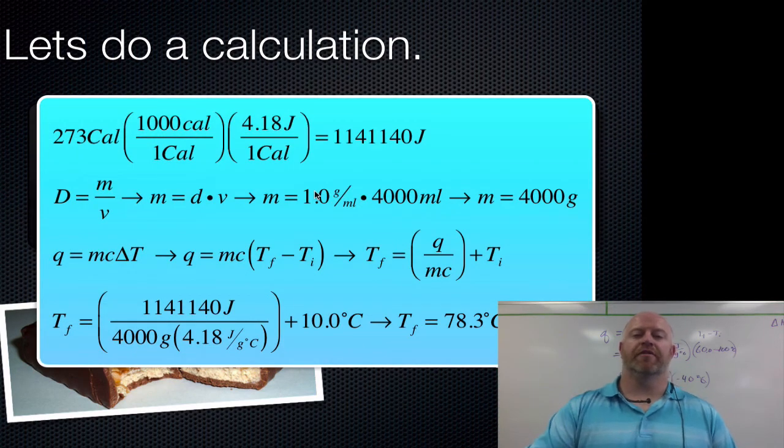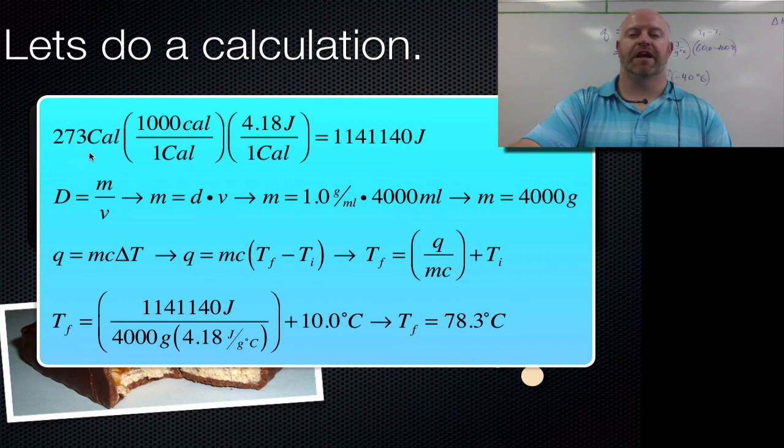Okay, so if we pull up our information, we had 273 calories. We're going to convert calories to scientific calories, and then we're going to convert to 4.18 joules. That should be a lowercase c, sorry. Which tells us we have a lot of joules of energy here. We know the density of water is 1, so if we take that density times 4 liters or 4,000 milliliters, we get 4,000 grams. Okay, so we convert it to grams.